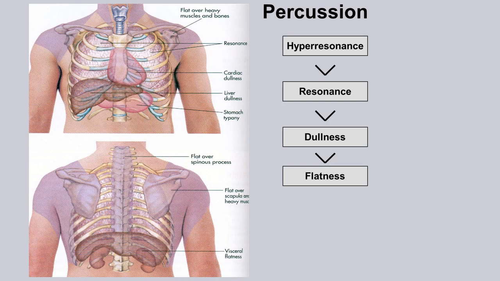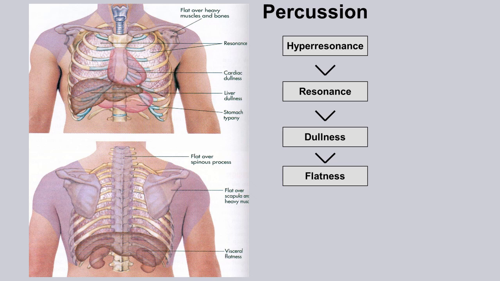Just to give you an idea, remember that percussion is certainly an assessment tool, and you should know what to expect for normal findings. If you are percussing, again, in between the bones, because bones have their own sound, you want to percuss the actual lung fields. Hyperresonance would occur if the patient has emphysema or a pneumothorax. Hyperresonance is increased, echoing sounds. Resonance is normal. So over your lung fields, over the lungs themselves, you should hear resonance.